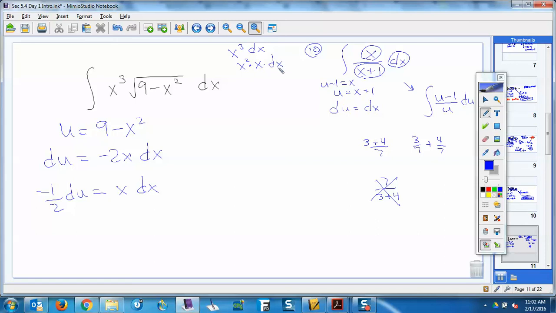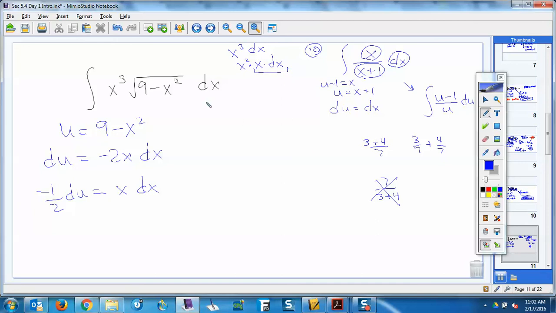Isn't it x times x times x and then dx, right? So can I take one of those x's and stick it with the dx? Answer is yes, I can. Because it's multiplication, right? It's all multiplication. Think of the dx as multiplied on there, and you can do that. So I can take the x cubed and do that, and I can peel that piece off.